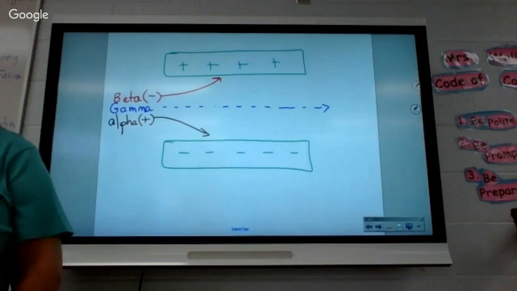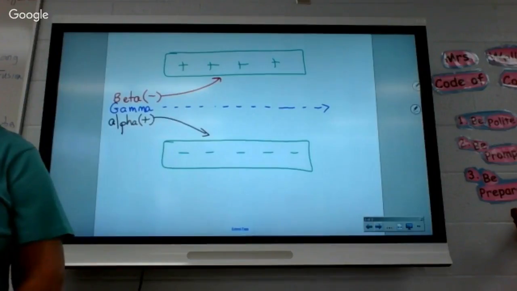Who's the most penetrating type of radiation? That's gamma. That's the most hazardous of all three types. Who's a helium nucleus? That's alpha. That's the definition of an alpha particle. Who is the electromagnetic wave? That's gamma. That's its definition.